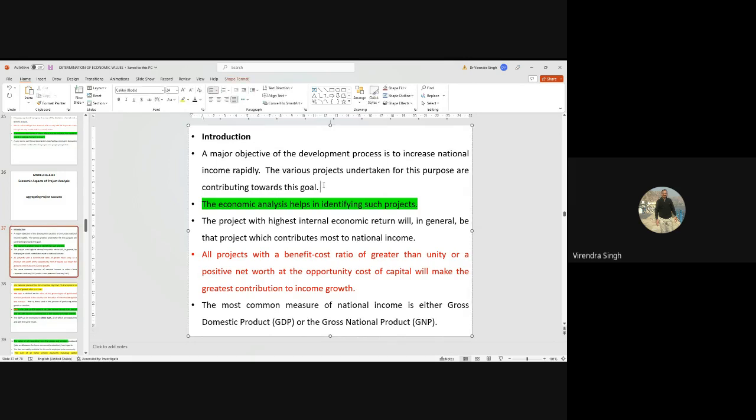For bringing about the development of an economy, a number of national projects are undertaken for the purpose of increasing national income. Economic analysis helps in identifying such projects: which projects need to be undertaken, and which projects need not be undertaken or should be relegated to be taken up later on. The projects with the highest internal economic return will be the projects which contribute most to the national income.